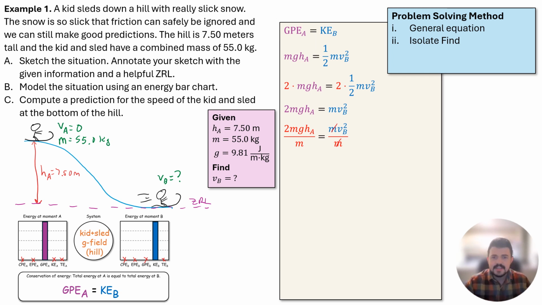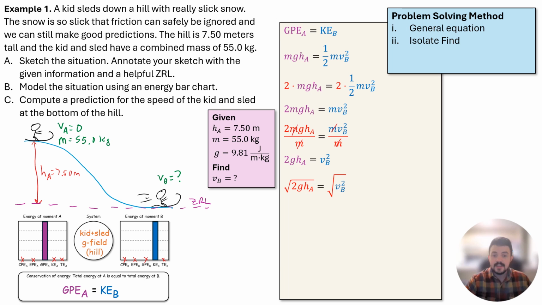But if I look on the left side of the equal sign, I notice that there's a mass on top and bottom again. So again, mass divides with mass to 1, and we get that cancellation, leaving us with, on the left side of the equal sign, 2 times the Earth's gravitational field strength times the height at moment A, and that has to be equal to the speed at moment B squared. We are so close to having our find isolated.